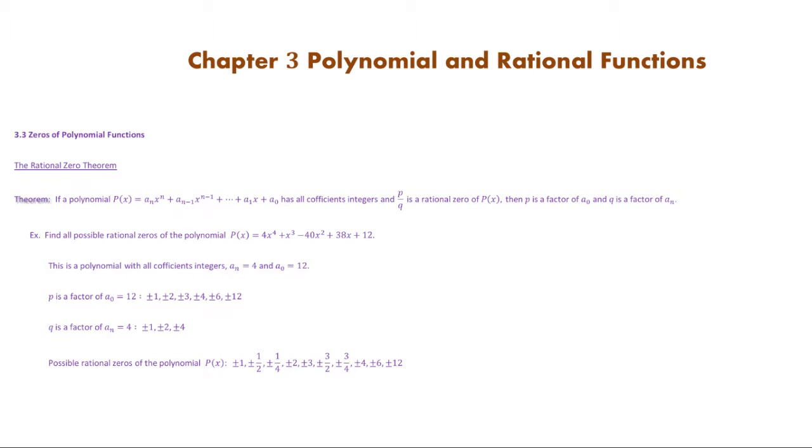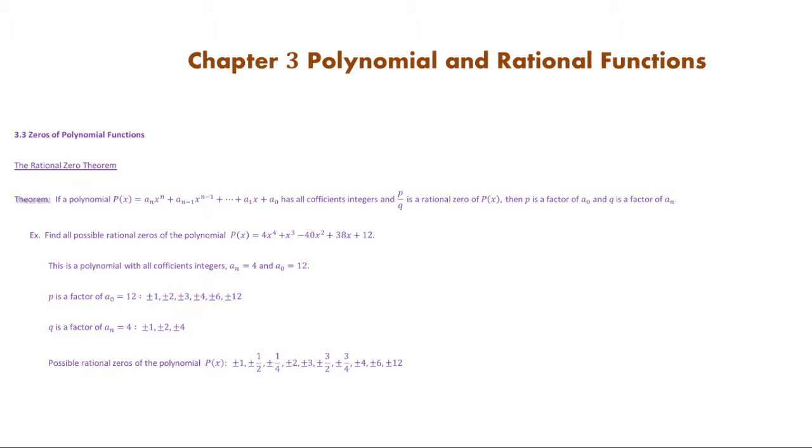All right. So that looks a little confusing, doesn't it? So let's just do one example and see what it means. Okay. In this example, we need to find all possible rational zeros of the polynomial p equals 4x^4 plus x^3 minus 40x^2 plus 38x plus 12. So this is a polynomial with degree 4. So we want to solve this polynomial equation p(x) equals 0, or 4x^4 plus x^3 minus 40x^2 plus 30x plus 12 equal to 0.